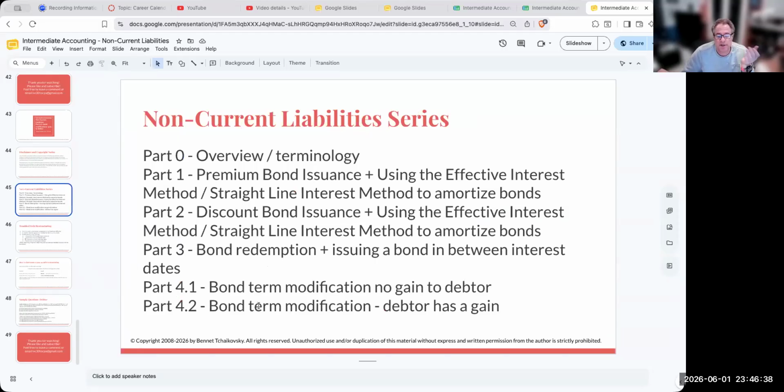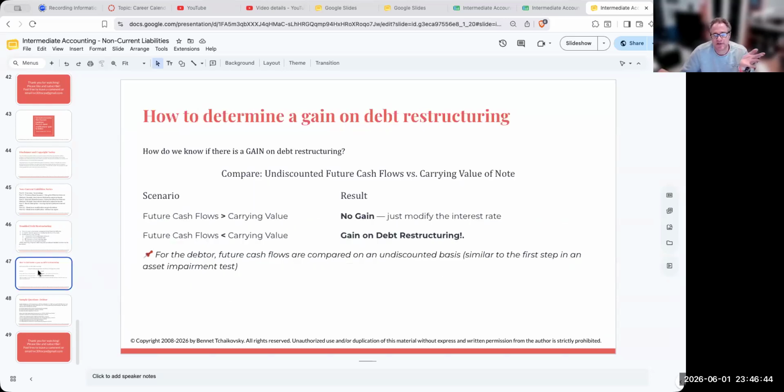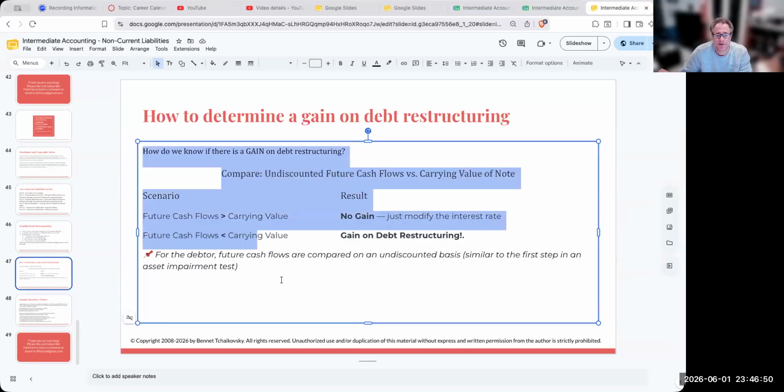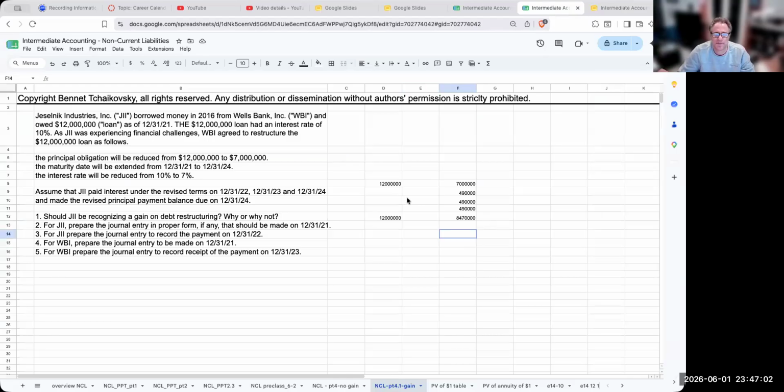So right now we're going to be looking at bond term modification when the debtor has a gain. And again, I kind of went over this in the last video, but the most important thing is, is there in fact a gain on the debt restructuring? Well, if the future cash flows, meaning that we're just looking at the cash payments, is less than the carrying value, we're going to have a gain on debt restructuring. Well, let's go ahead and get to this.